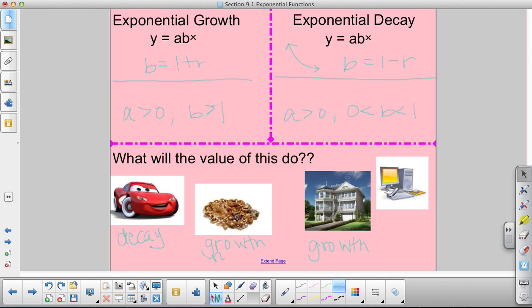The value of these two things will grow and increase. And then lastly, technology. Think about your phone. Whatever phone you have now, will it still be as valuable as it was when you bought it 2 years from now? No, it will not. So this is decay. So technology is decay.